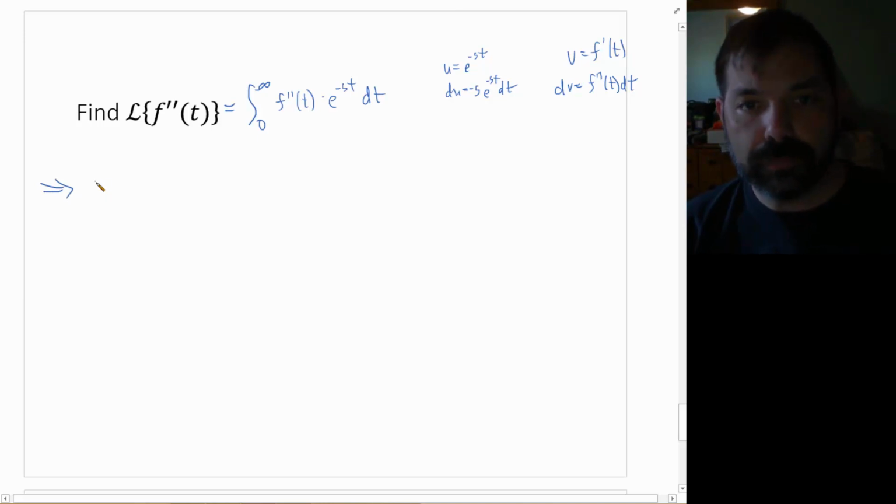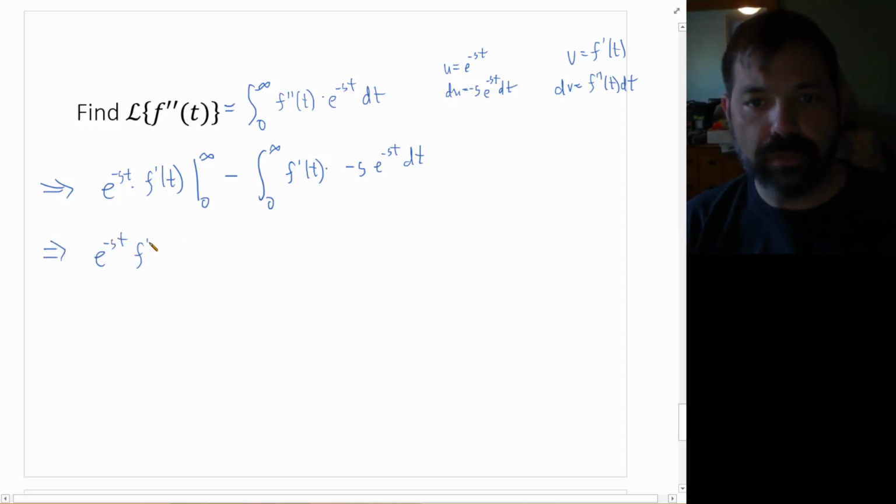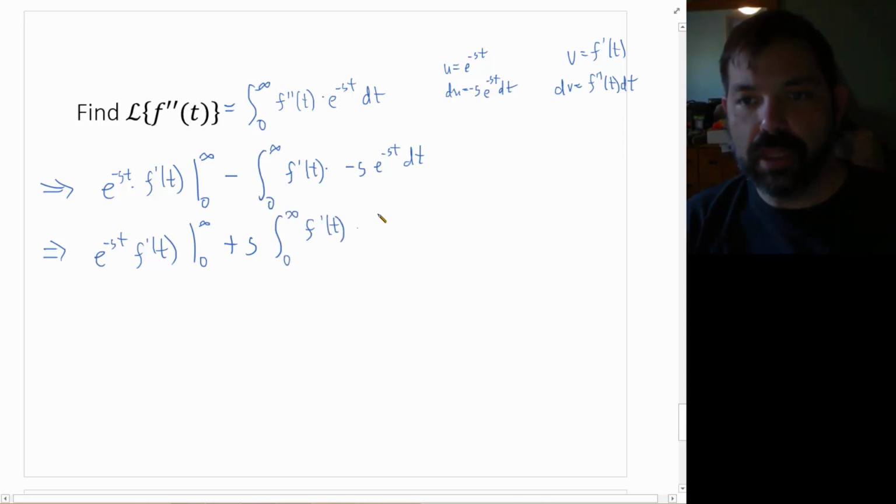So then using integration by parts, I would have uv, e to the negative st times f prime of t from 0 to infinity, minus the integral from 0 to infinity of v du, f prime of t times negative s e to the negative st dt. Alright, so let's see. E to the negative st f prime of t from 0 to infinity. And now again we'd have plus s times the integral from 0 to infinity of f prime of t e to the negative st dt. And now we're going to use a trick just like we saw in the previous exercise.